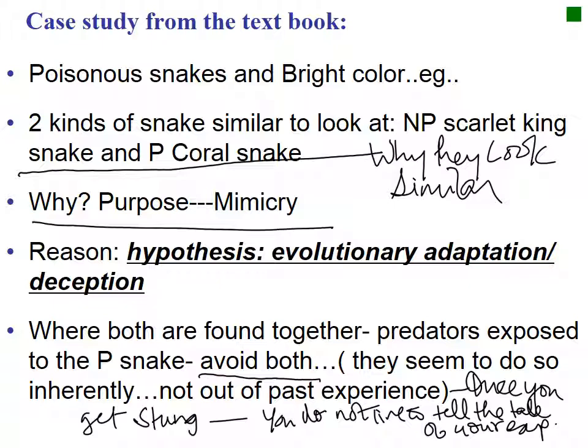Okay. Now, there are some regions where both these snakes are found together in the US. And that means the predators are exposed to both the poisonous snakes and the non-poisonous snakes. What they do is they avoid both the snakes. And they do it inherently, not out of past experience, because once you get stung, you don't survive to live to tell the tale of your experience to the others.